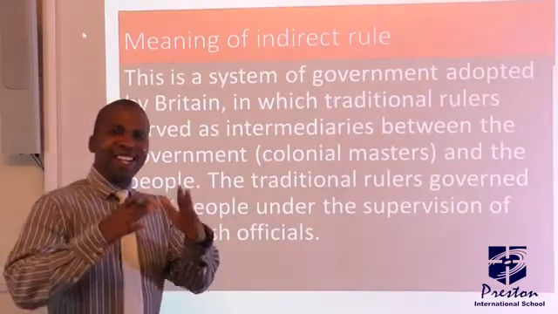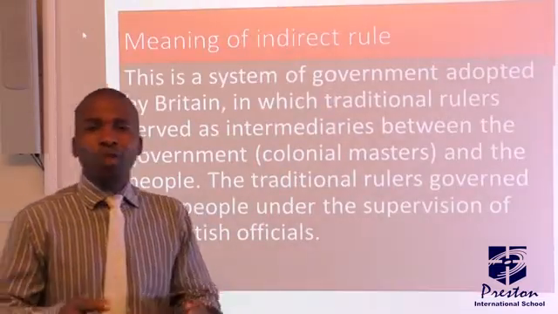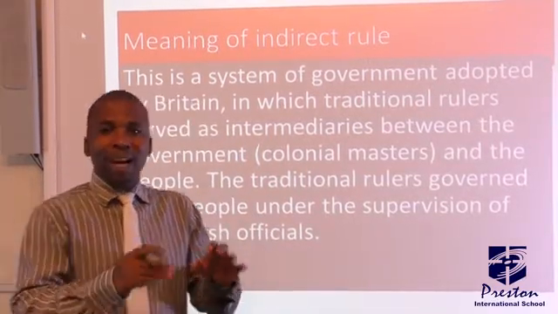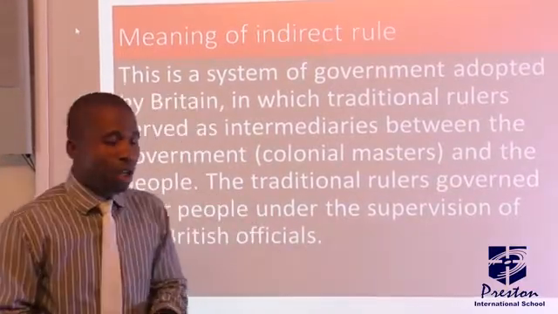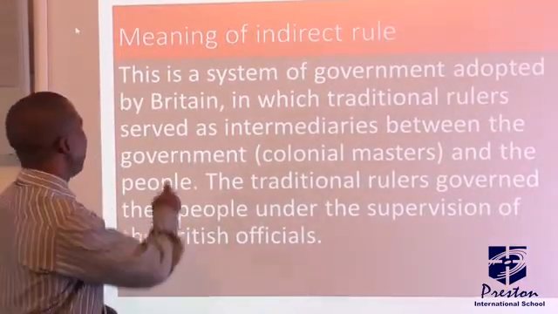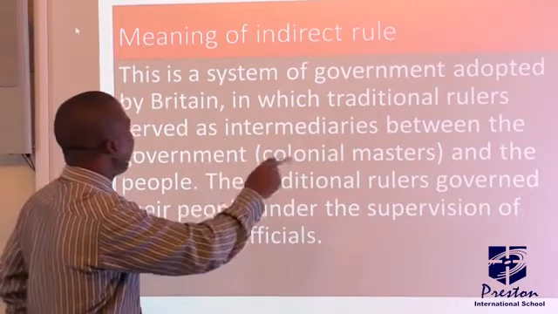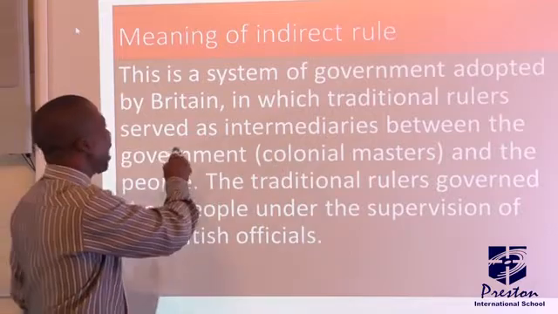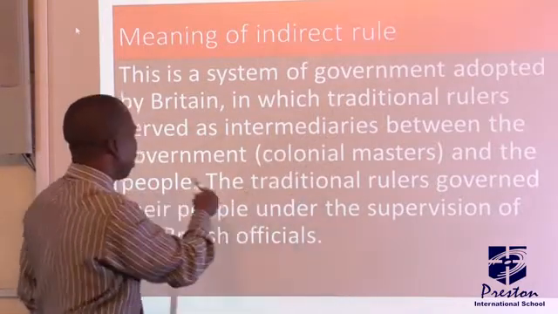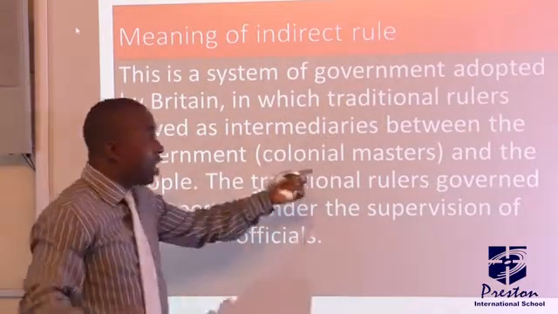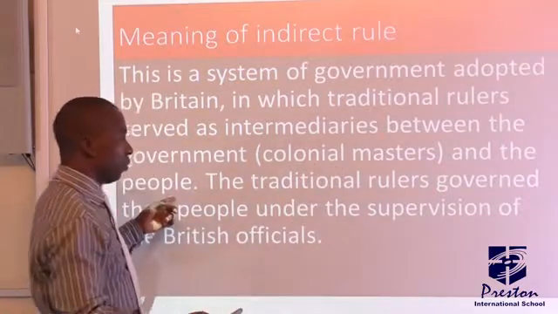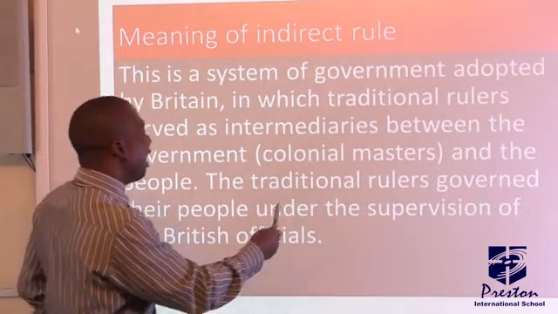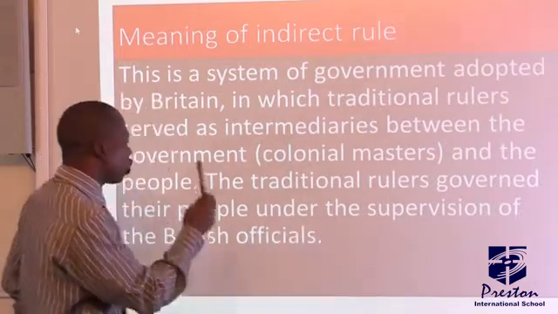All right, what is indirect rule? Now, indirect rule could be said to be an intermediary rule, a system that uses intermediary. Now, let's look at what is written on the board. This is a system of government adopted by Britain in which traditional rulers served as intermediaries between the government, that means the colonial masters, and the people. The traditional rulers govern their people under the supervision of the British officials.